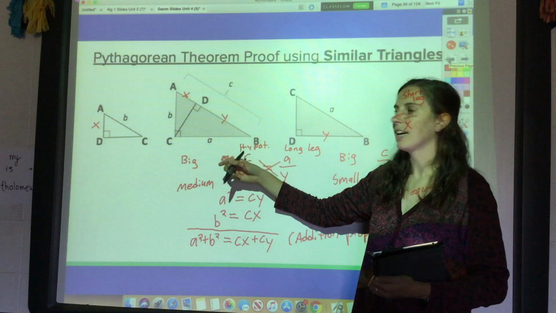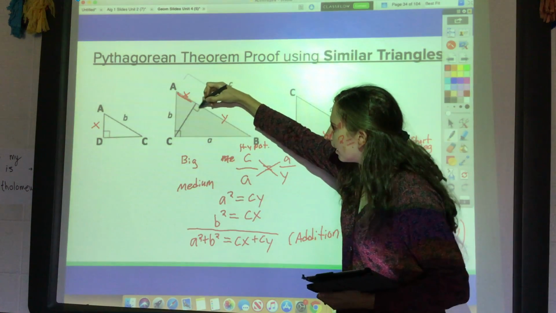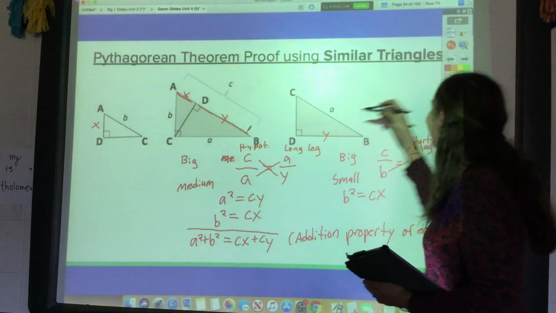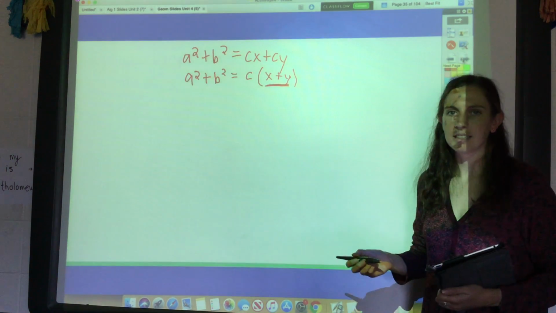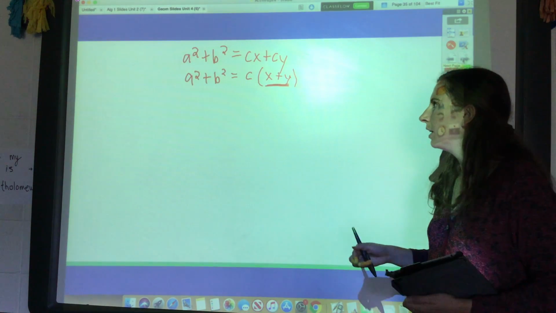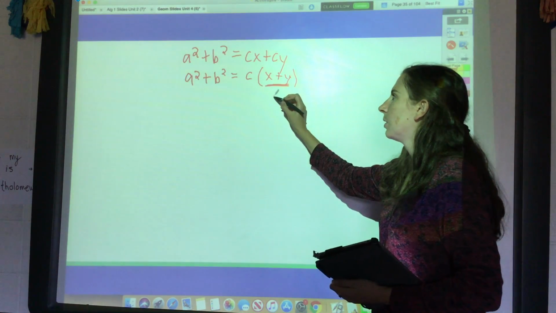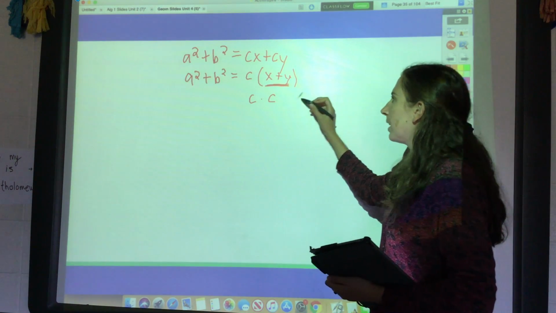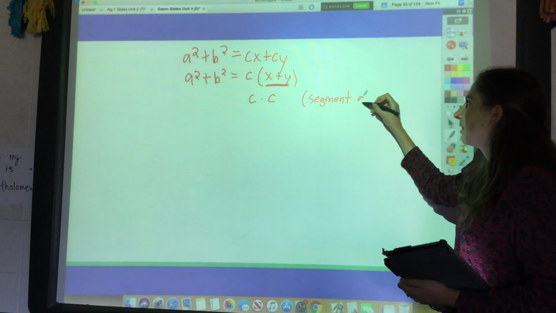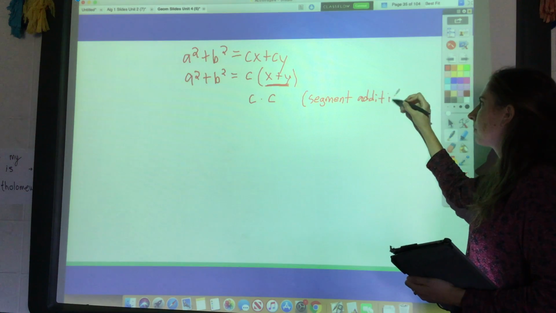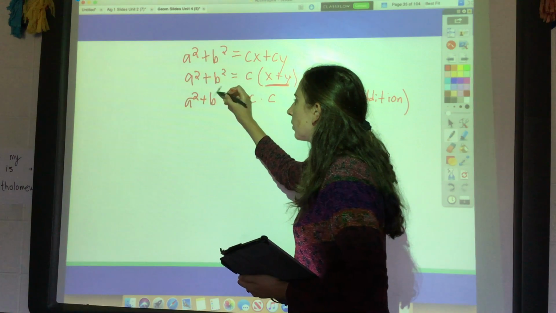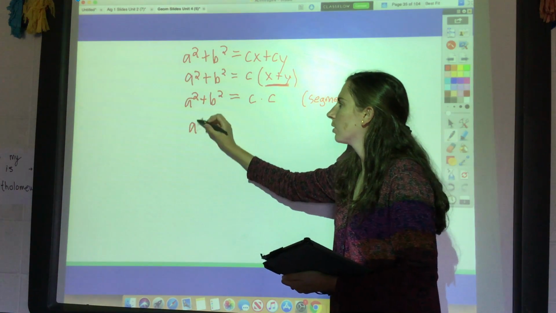Remember, that's how I had designed it. This was X, this was Y, X plus Y is C. We call that segment addition because if you add up two segments and get the whole segment, there you go. So I can replace this with a C because of segment addition. When you add up segments, you get another segment. And now we're done. So A squared plus B squared equals C squared.